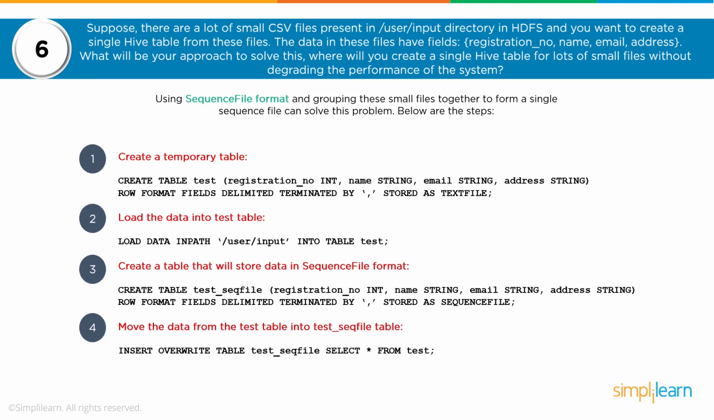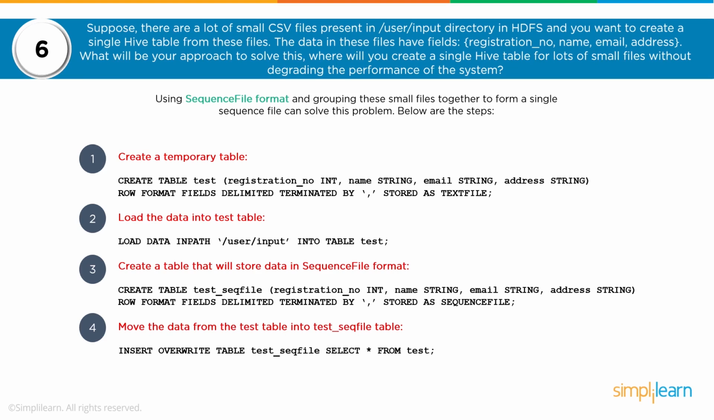Then we can load data into this table by giving a local file system path, and then we can create a table that will store data in sequence file format. So my point 1 is storing the data in text file. Point 3 would be storing the data in sequence file format. So we say create table, give the specifications, we say row format delimited, fields are terminated by comma, stored as sequence file. Then we can move the data from the test table into the test sequence file table. So I could just say insert overwrite my new table as select star from other table.